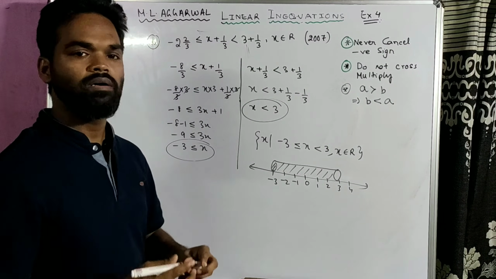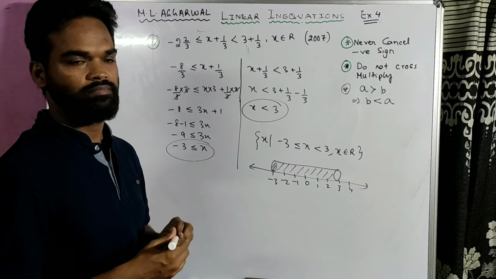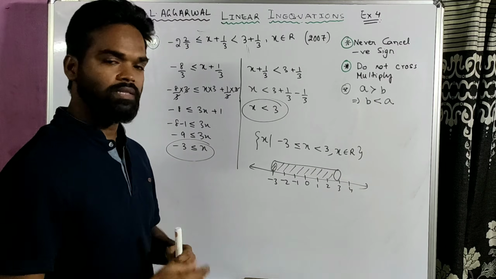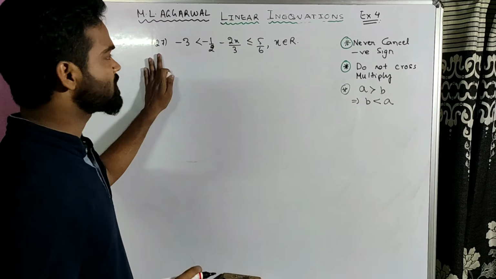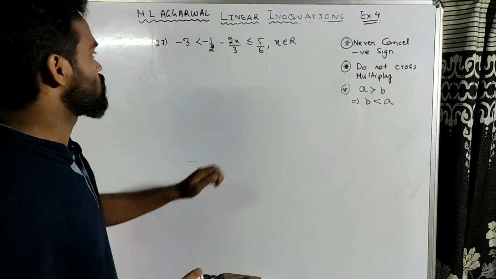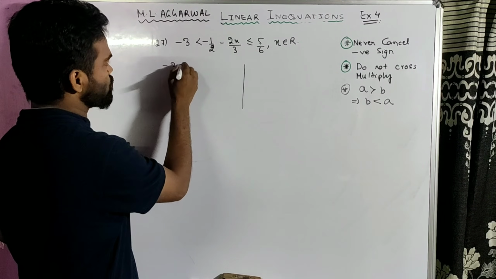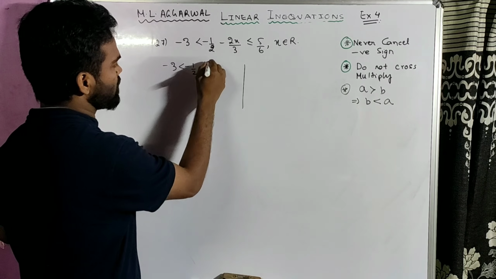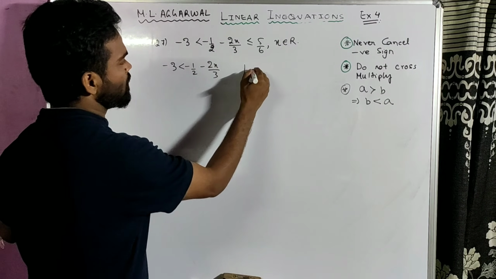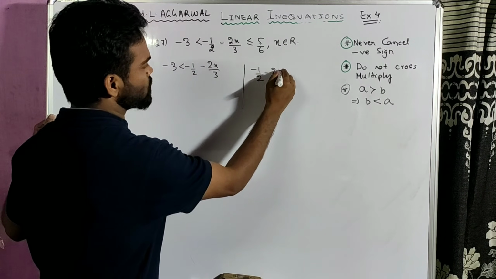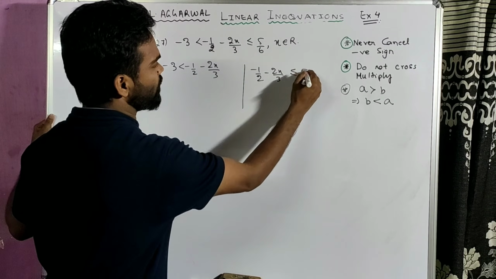So that is our number line. Clear? Now we look at the next sum. Look at sum number 27. Again, they've given two inequations. We have minus 3 less than half minus 2x by 3, and half minus 2x by 3 less than or equal to 5 by 6.